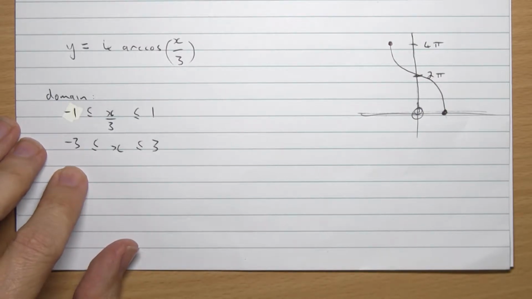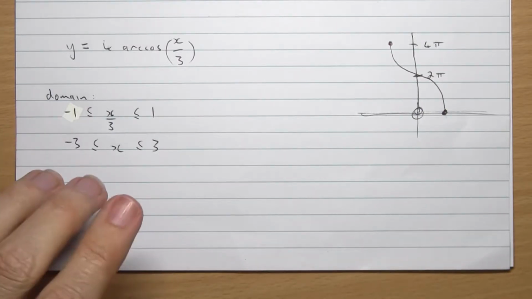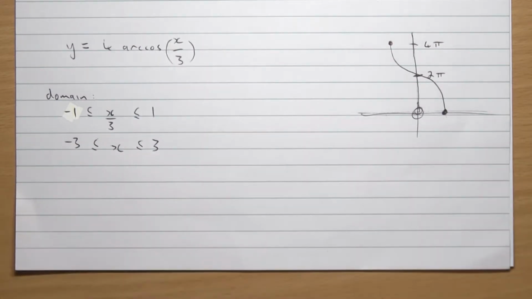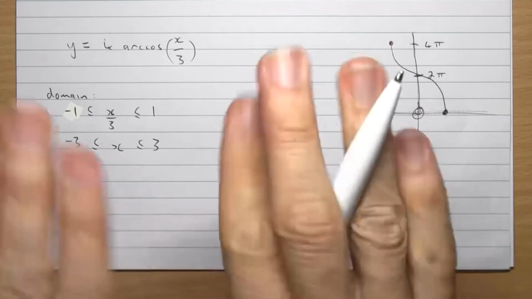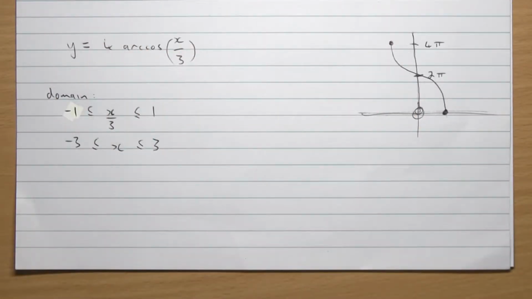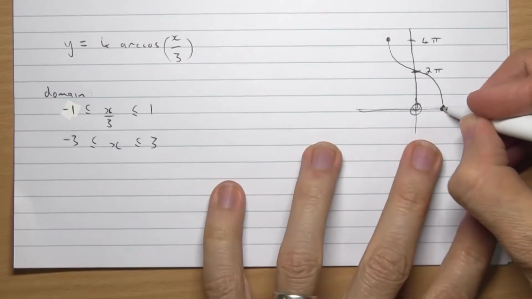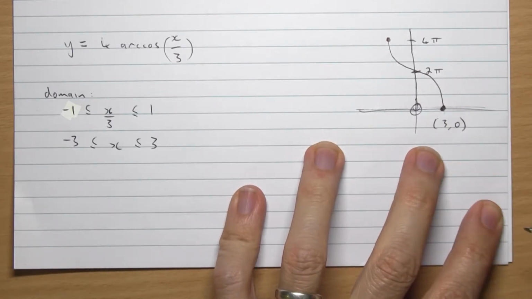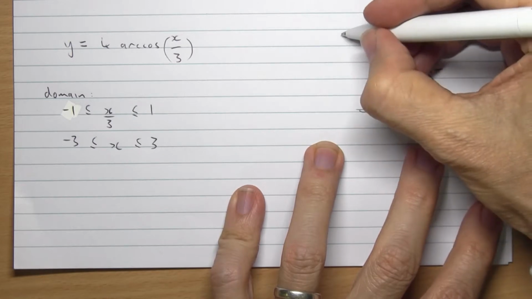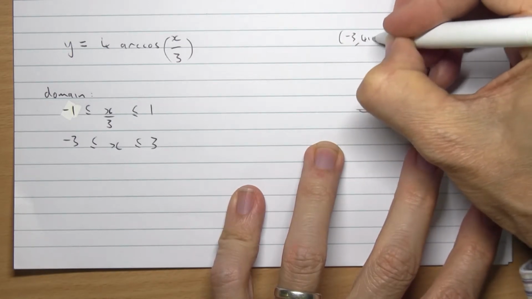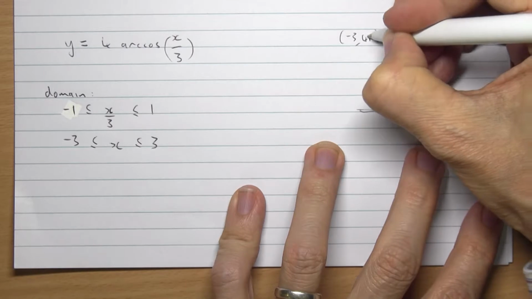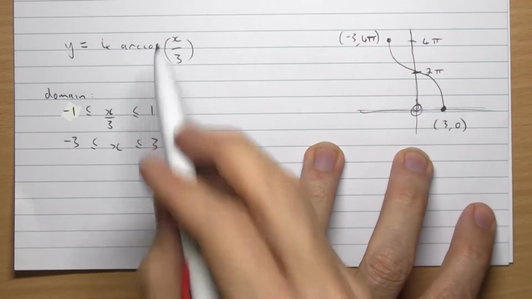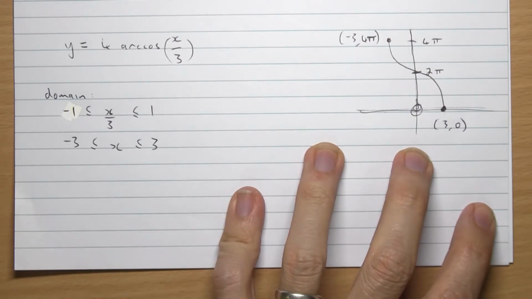So it's exactly the same as when I was drawing a normal trig graph. If I multiply by a number here, I actually shrink the graph. If I divide by a number here, I actually stretch the graph out. So this point here is actually 3, 0. And this point up here is actually -3, 4 pi. And that's a perfectly fine sketch of 4 arc cos x on 3.